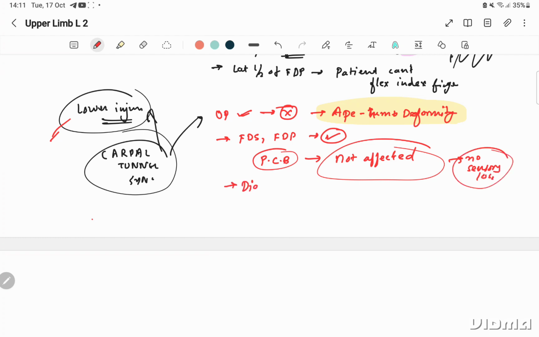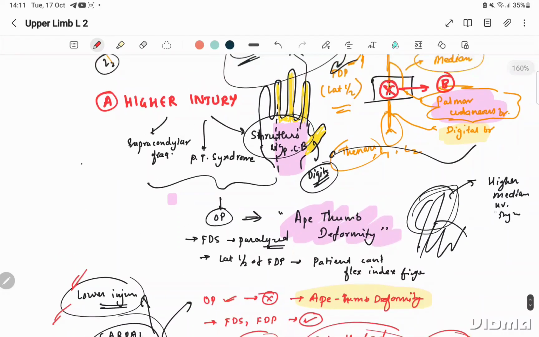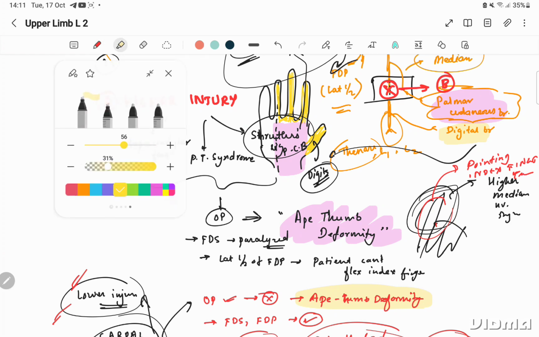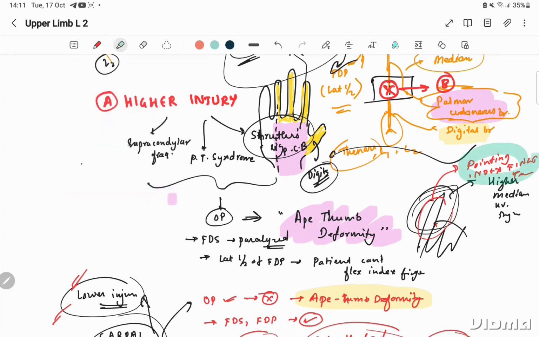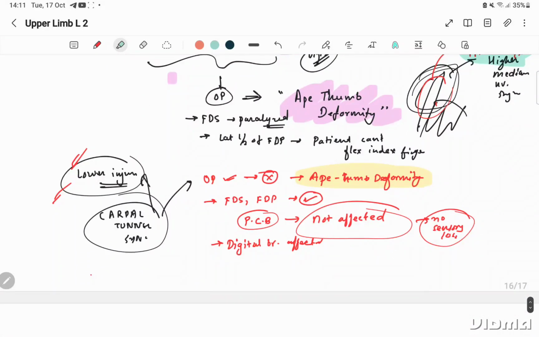The digital branches are affected. So if you want to distinguish between lower injury and higher injury, you can use this pointing index finger test to distinguish between the lower injury and the higher injury. Okay.